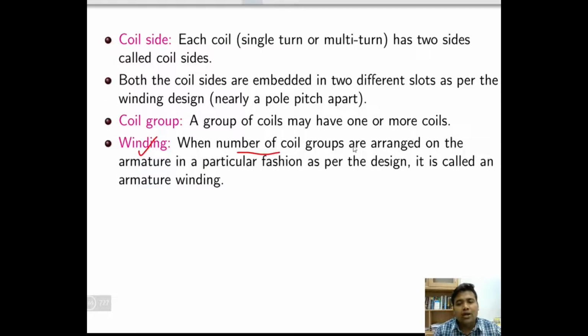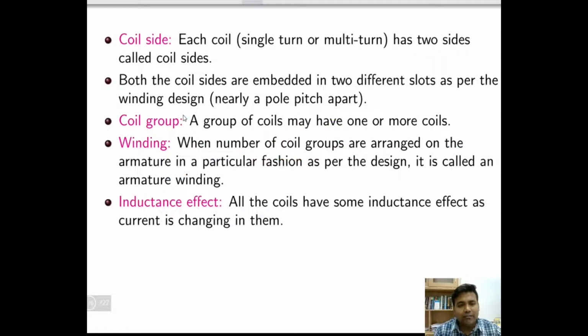When a number of coil groups are arranged on the armature in a particular fashion as per the design, it is called an armature winding. So coil groups are arranged in a particular fashion, that is known as the armature winding. Then there will be an inductance effect. So the coils will have some inductance effect as the current in them is changing.